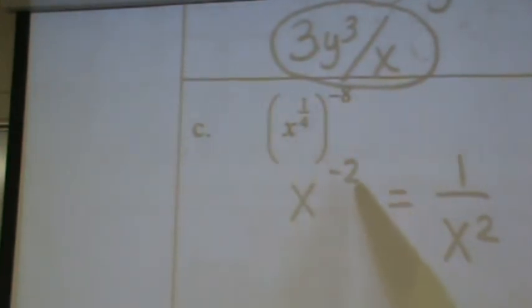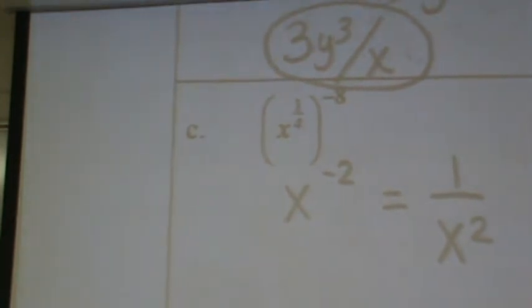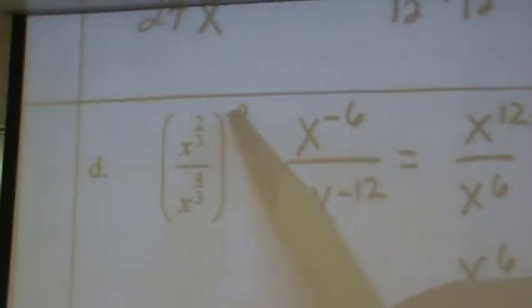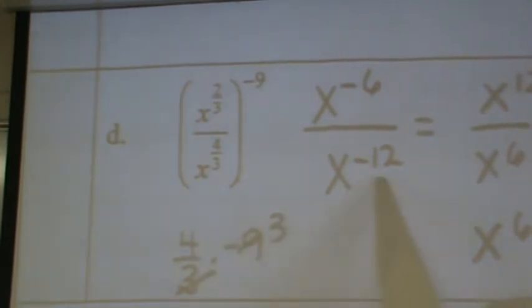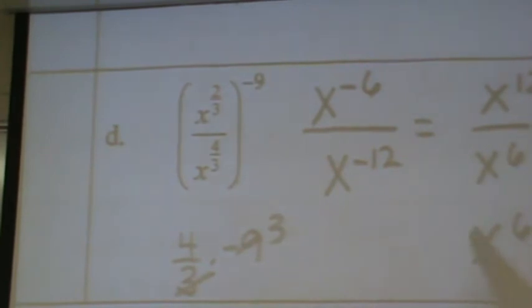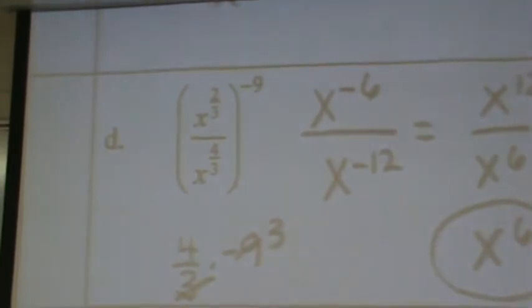This is a power to power problem. 1/4 of negative 8 is negative 2, and then switch it. D, power to power, you're gonna multiply 2/3 times negative 9. 3 goes into 9 3 times, so this is gonna become negative 6. And 4/3 times negative 9, 3 goes into that 3 times, you get negative 12. Then flip-flop these to make a positive, and then simplify it, x to the 6th.